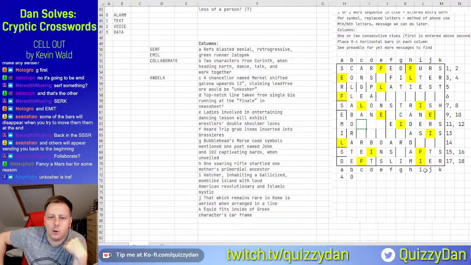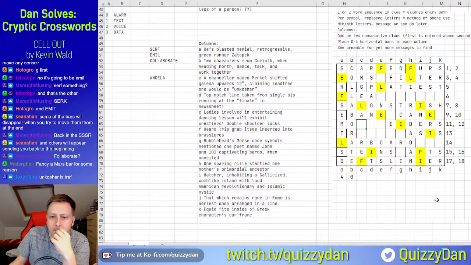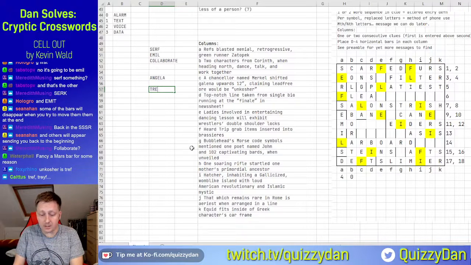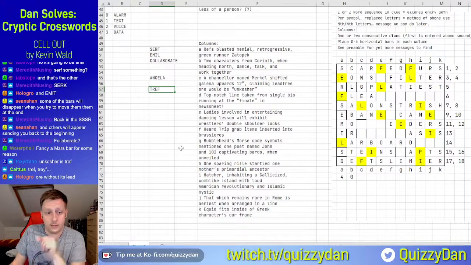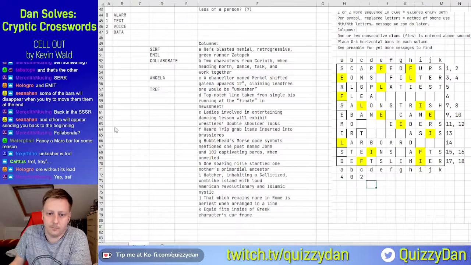So that's a foot, but it's upwards, so that's tough. Claiming lead-free ore would be unkosher. So is it going to be beef? Hang on, is it going to be beef? Unkosher is treff. Oh, okay. That is not a word I've come across. Or without its head. Or without its lead. It's not lead, it's lead. So it's RE. So foot is FT. Putting RE in it, we get treff. So we've got 2 horizontal lines that we've added in that one.